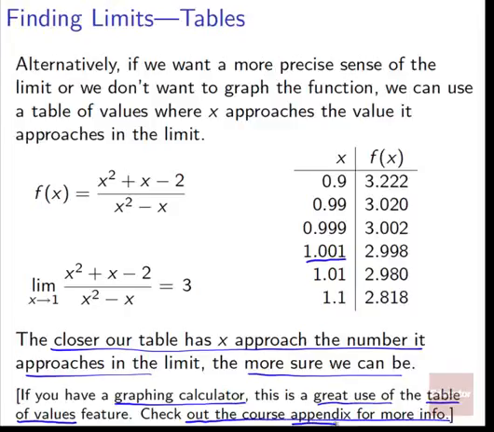So check out the course appendix. There's that appendix on graphing calculator as part of this. It's a great thing to check out if you have access to a graphing calculator. That table of values will make your life so much easier when you're working through this sort of thing. Really good use here.